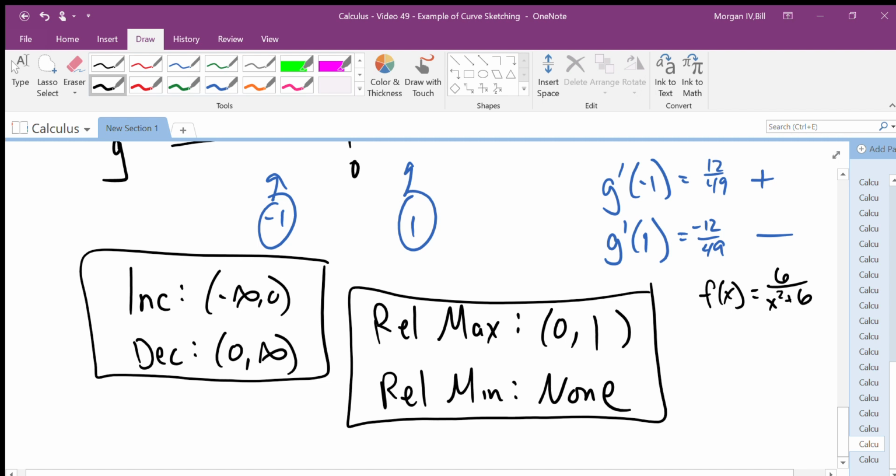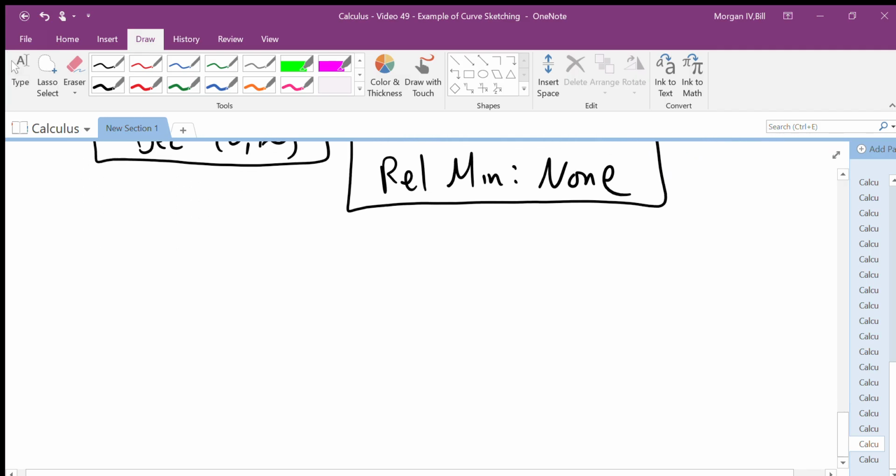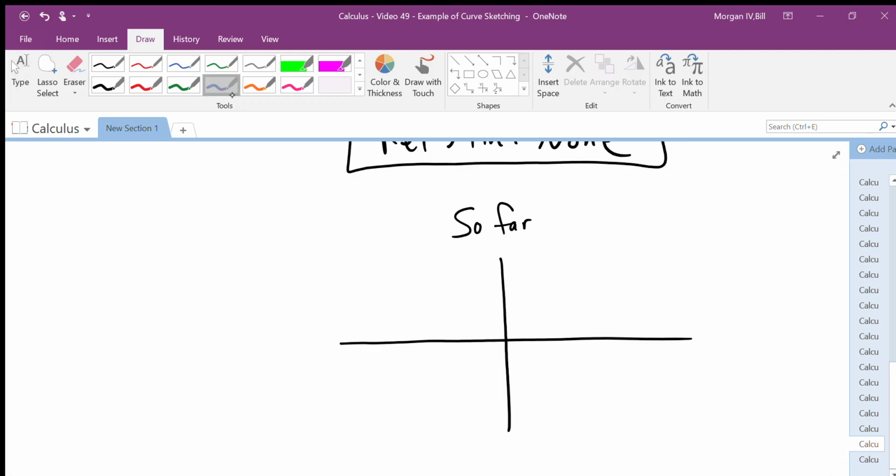Okay, so we're starting to get a little bit of an idea here of how this graph looks. So far, again, still not done yet. So far, we have this. We have a horizontal asymptote at y equals 0. We have a y-intercept over here at 0, 1, which is also a relative max. We know that around its neighborhood it is at least the highest point. There's no relative minimums. So what does this look like?